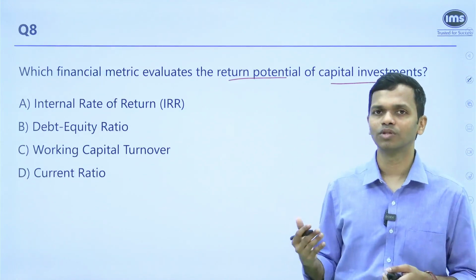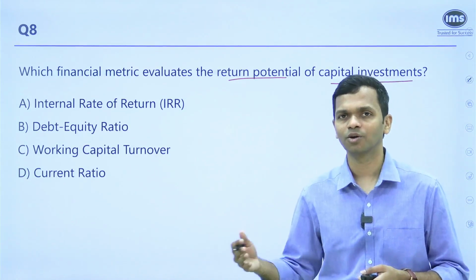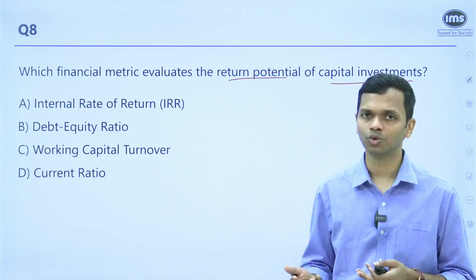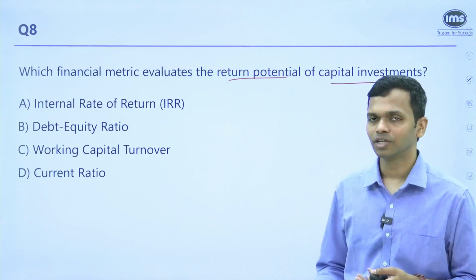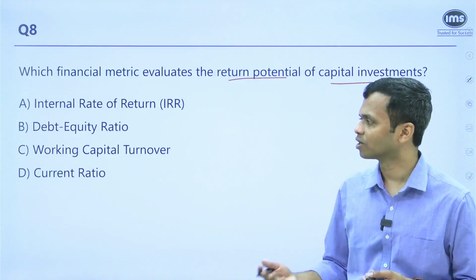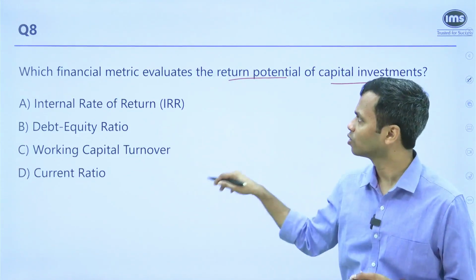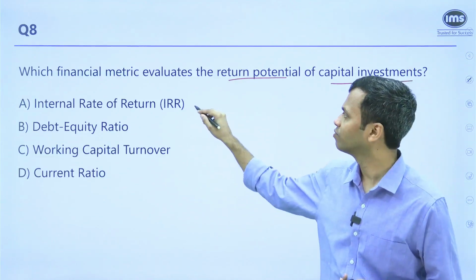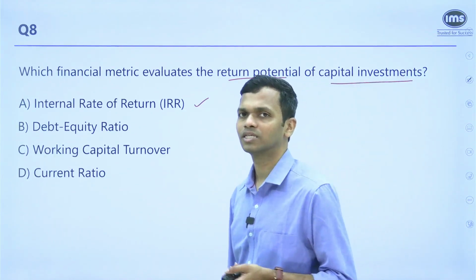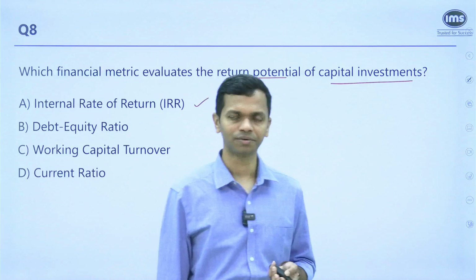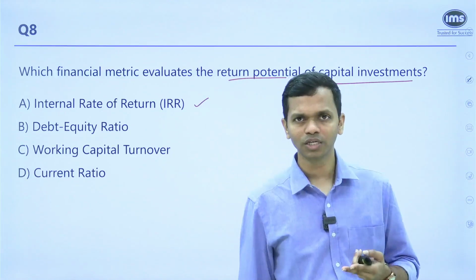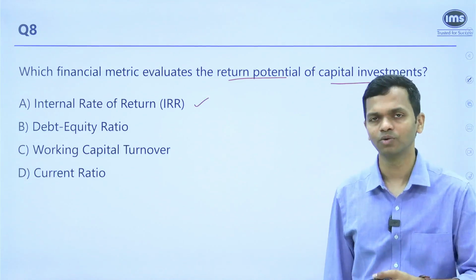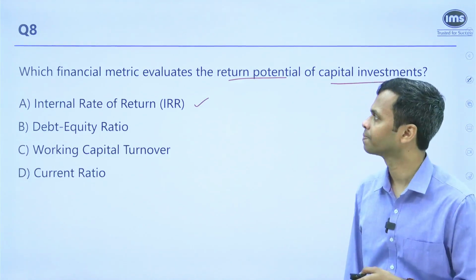So it will tell you that there's a certain IRR of a particular investment. Now you take a call whether that IRR makes sense to you or not. There is debt equity ratio, there is working capital turnover, current ratio, and so on. These do not directly deal with the capital investment and what's the return on it. The only one that directly deals with it is the IRR, which is the internal rate of return. So I would suggest that you look at two things to read more about it: the present value and the net present value and the internal rate of return.